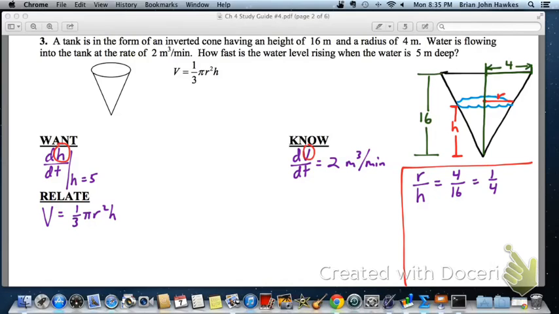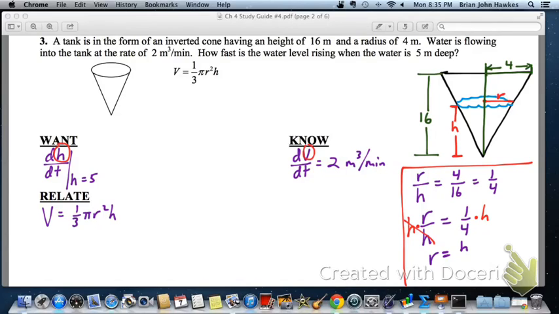So if we wanted to solve for r in terms of h, we'll take this equation, r over h equals 1/4, and multiply both sides of that equation by h. That's really convenient, because we don't want to have an r and an h in our related equation. That's confusing when we try to differentiate, because we don't have anything to substitute for the r, or we don't even know what dr/dt is. So that's why we're going to get rid of our r, because we only know something about the volume rate, and then we want the rate at which the height is changing. So we're going to get rid of the r.